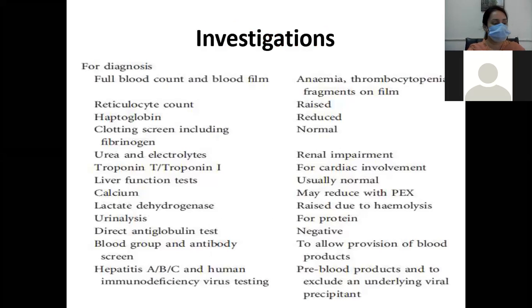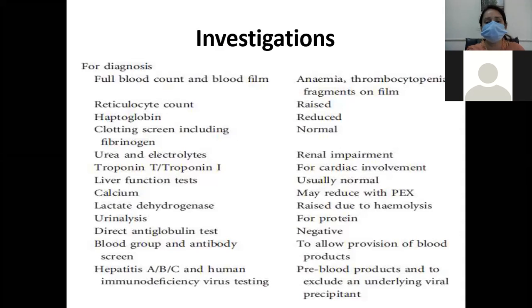So these are the investigations that we will do in these patients for diagnosis. First of all, in case of TTP, we will order the CBC, which means complete blood count with the peripheral blood smear. You will see the anemia, thrombocytopenia, and fragments on film. Second, the reticulocyte count will be raised and haptoglobin will be reduced, and the clotting screen including fibrinogen will be normal.